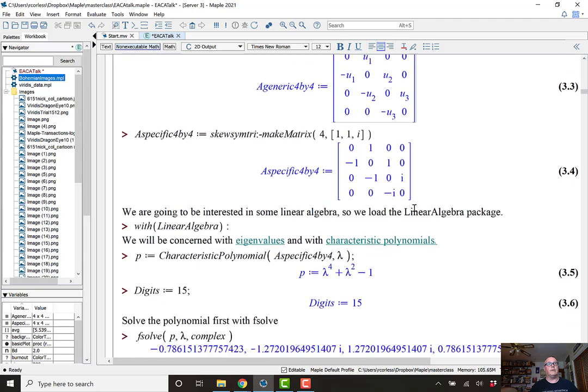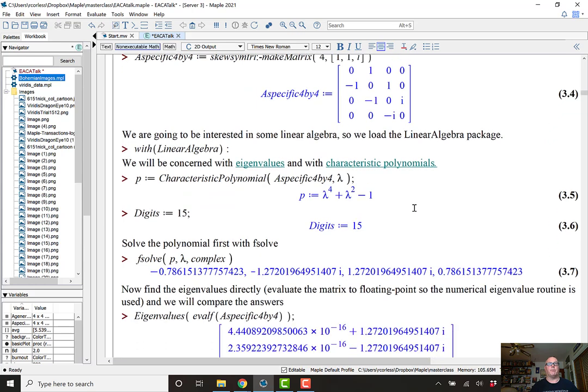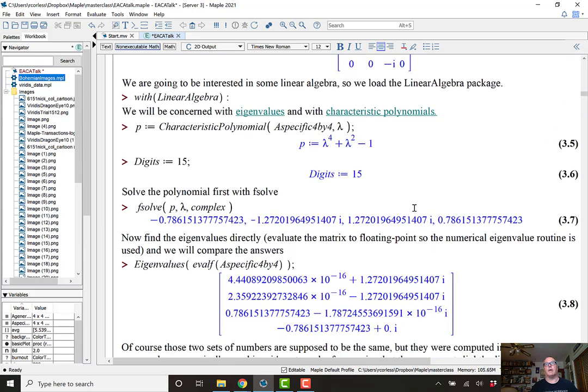I will need the linear algebra package, so we load the linear algebra package, and we'll be concerned with eigenvalues and characteristic polynomials. This worksheet should be accessible even to undergraduate students, by the way. The concepts that we're going to be looking at are just eigenvalues and characteristic polynomials, and that actually links to the definition. So even if people haven't seen eigenvalues or characteristic polynomials, it's still suitable. At the same time, we're going to get to some open problems.